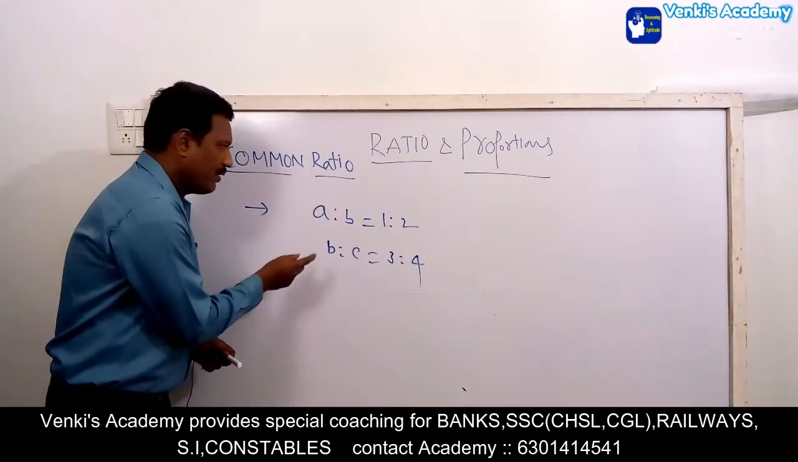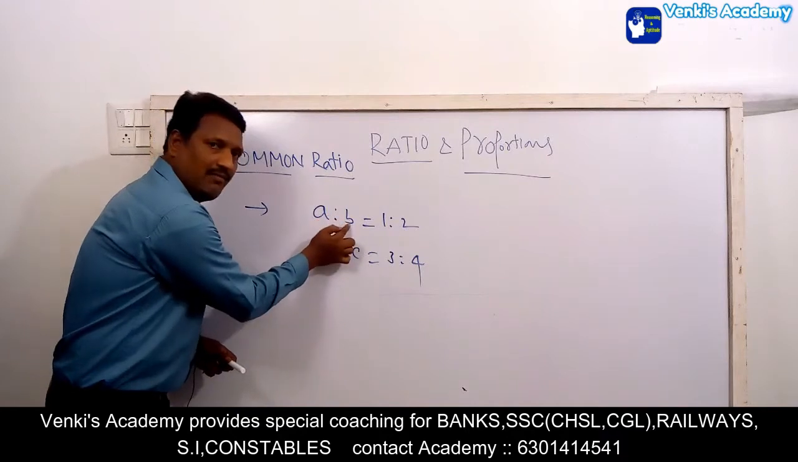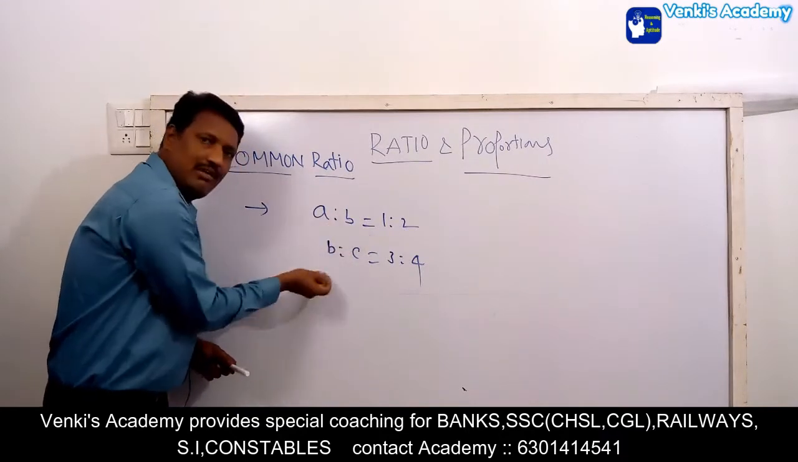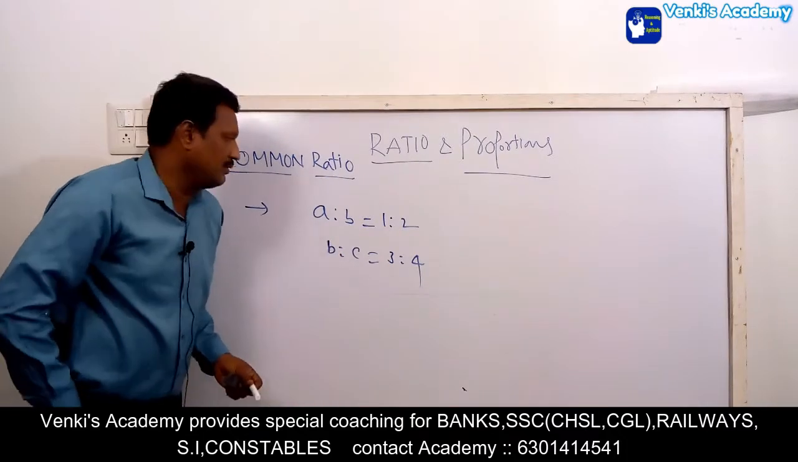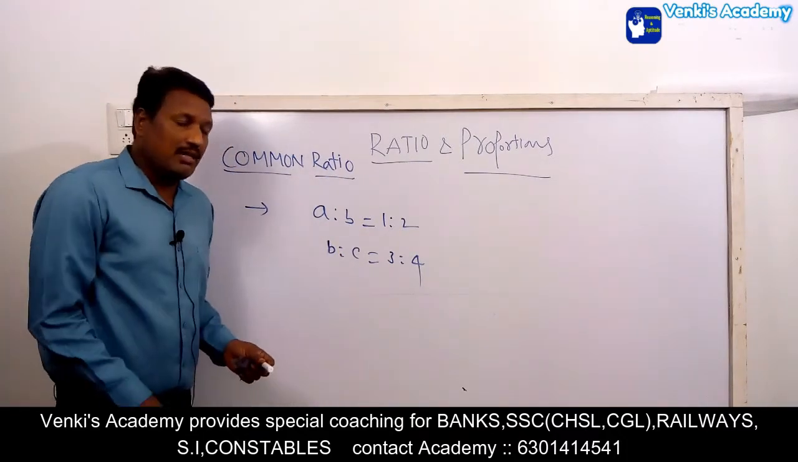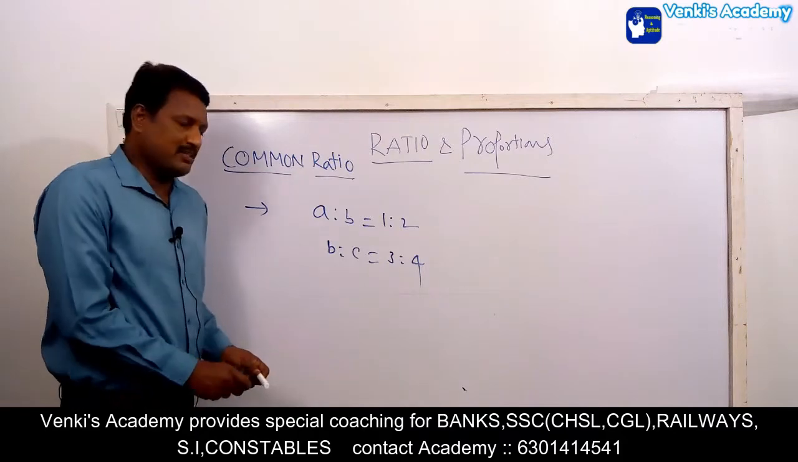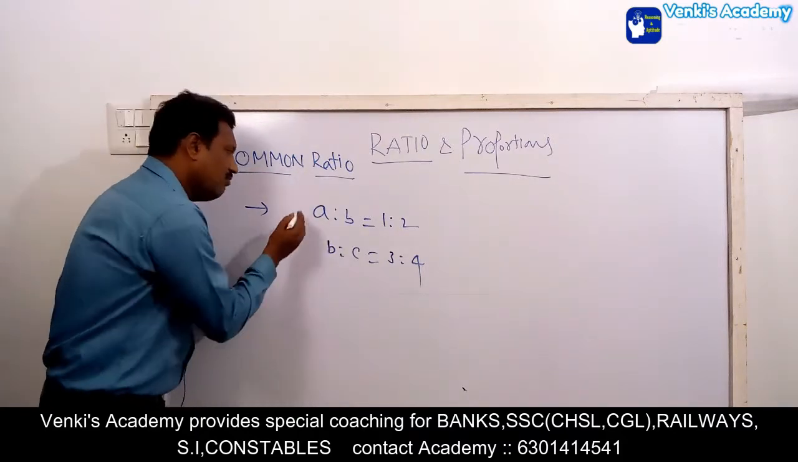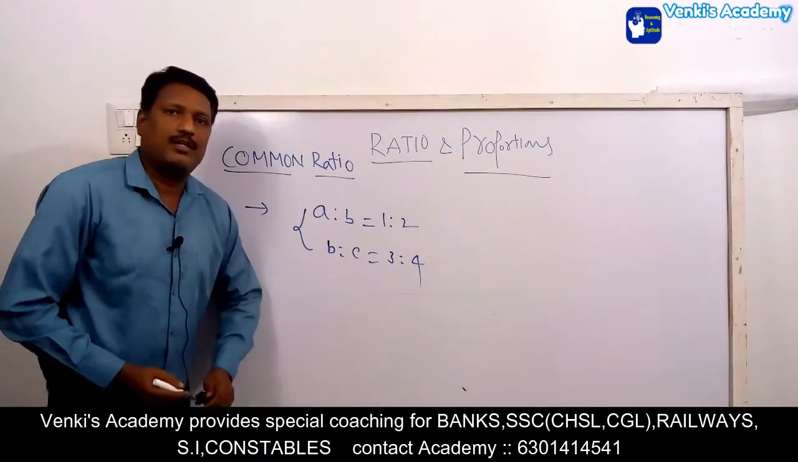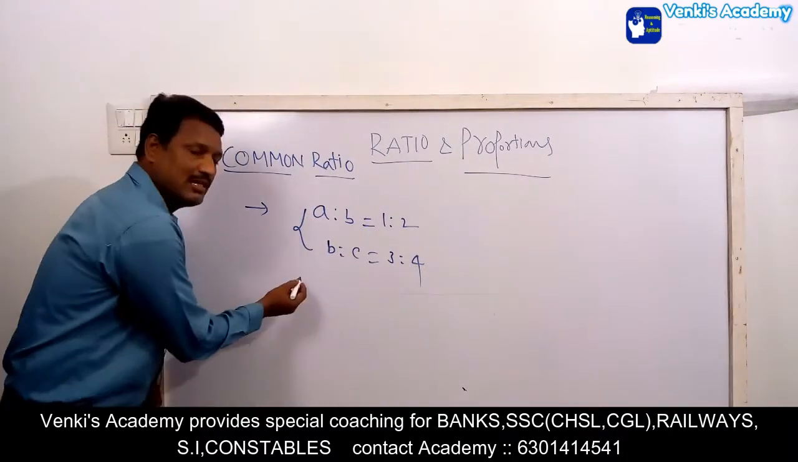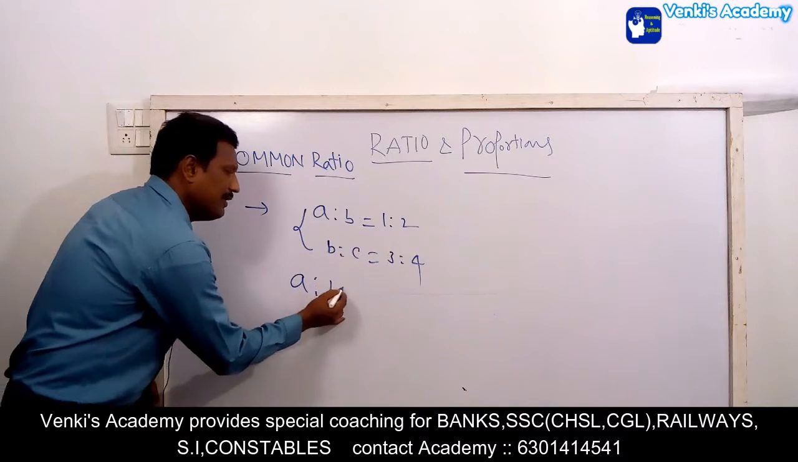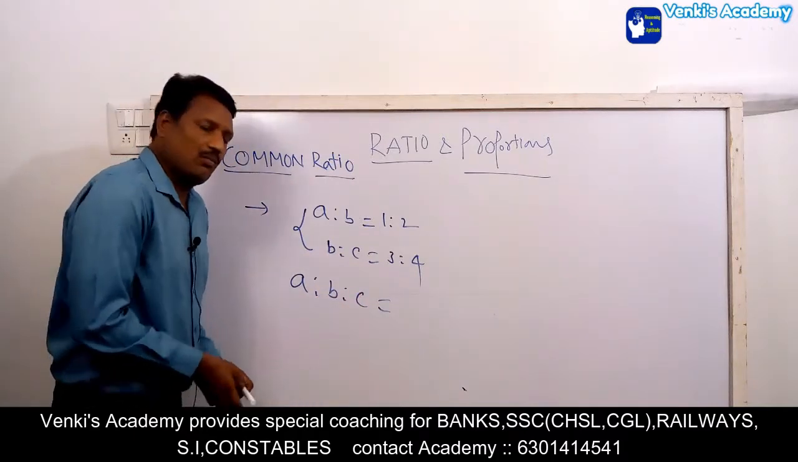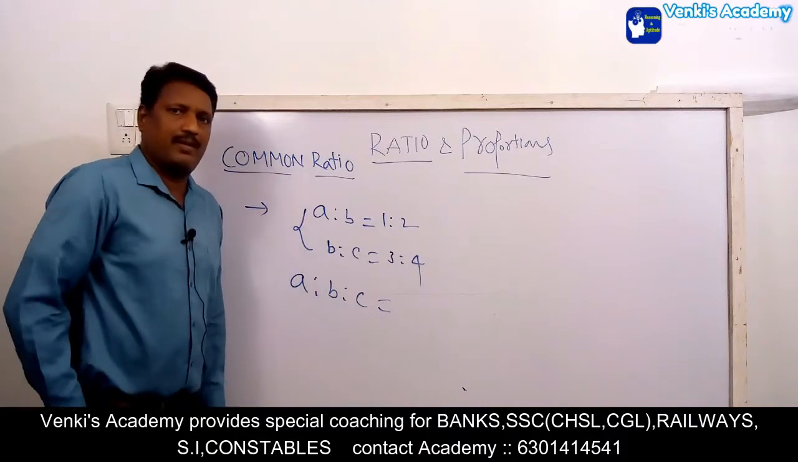Yes, there is a possibility we can find the common ratio. Why? Here the B variable, here also the B variable. So, at least one variable out of three variables, A, B, C, three different variables, should be repeated. Then only it is possible. Here B is repeated in both the ratios. Now we can get the connection. So it is possible to make the original ratio A is to B is to C. How can we find the common ratio of A is to B is to C?